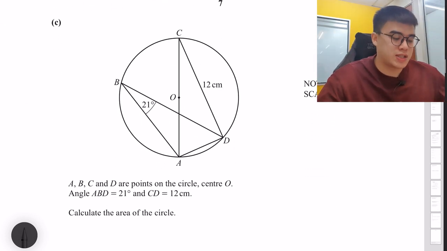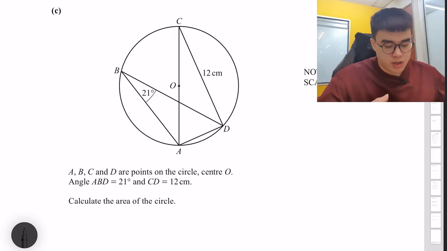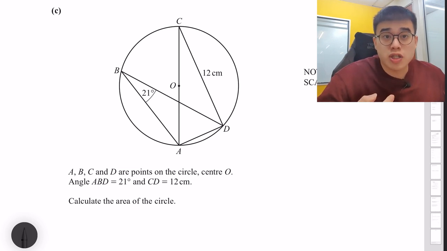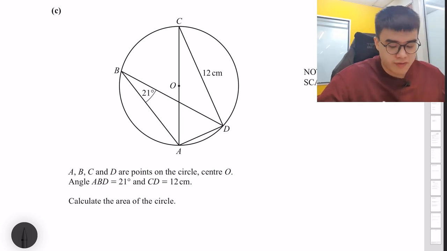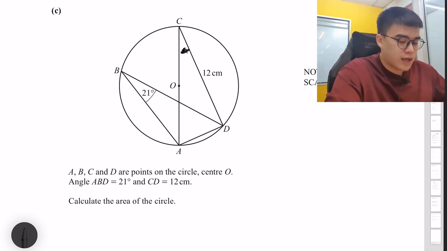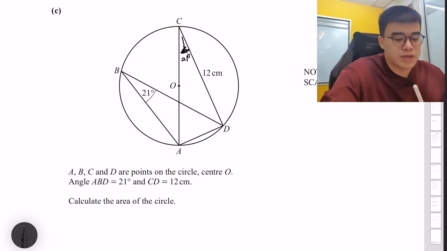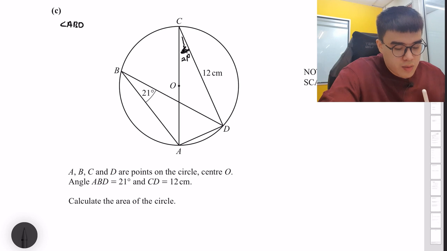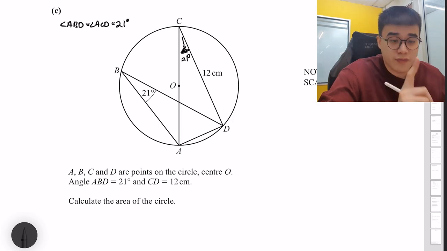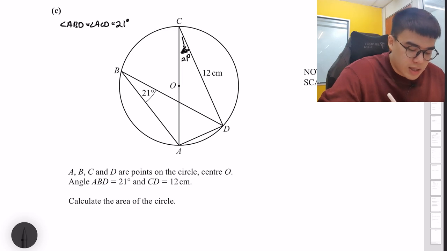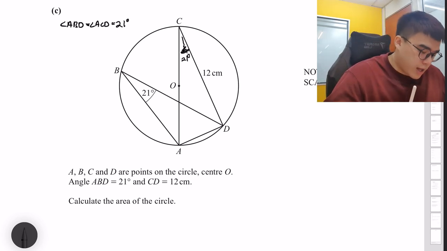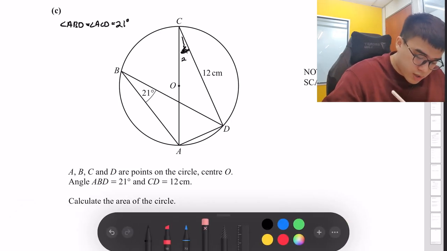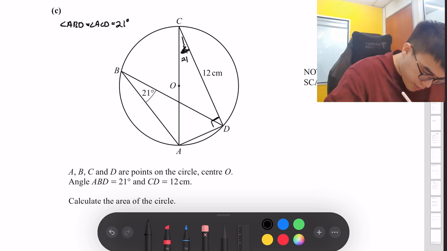Moving on, we have question C over here. So they wanted us to calculate the area of the circle, but no radius information has been given. So at first glance, there's two rules that you need to know. First thing first is that this angle here will be angle 21. Reason being angle from the same segment, where ABD equals angle ACD equals 21 degrees. So that's the first thing. Then the next one is that since AOC is a diameter, any angle from the diameter will form a right angle. So these are the things that I will write down. And here will be 90 degrees.